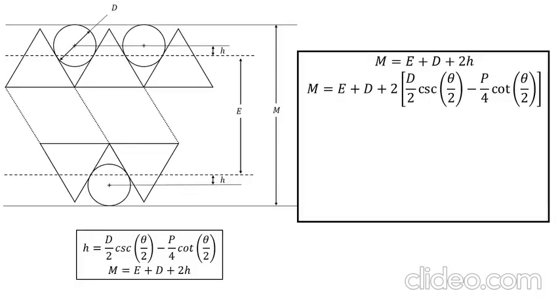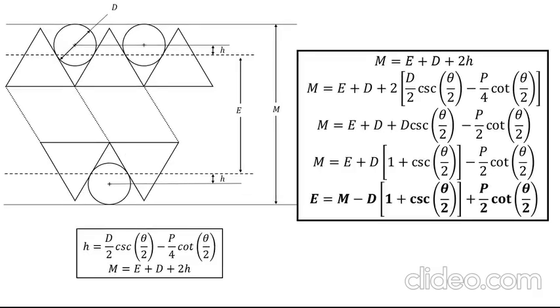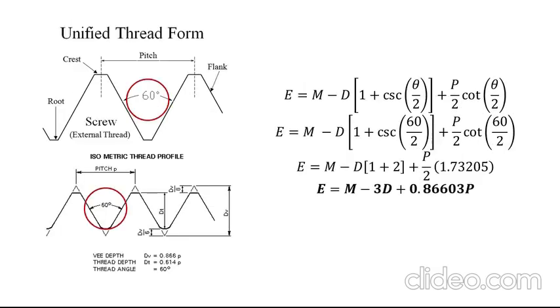Putting these measurements into the previous formula, simplifying and rearranging, we have the formula to find the pitch diameter from the measurement over the wires. For U.S. standard and metric threading, which both use 60-degree threads, this formula simplifies to the following.